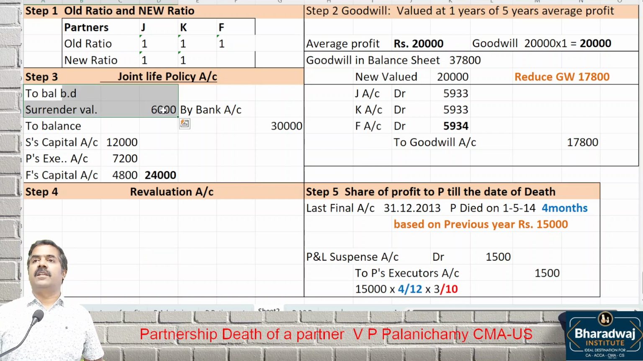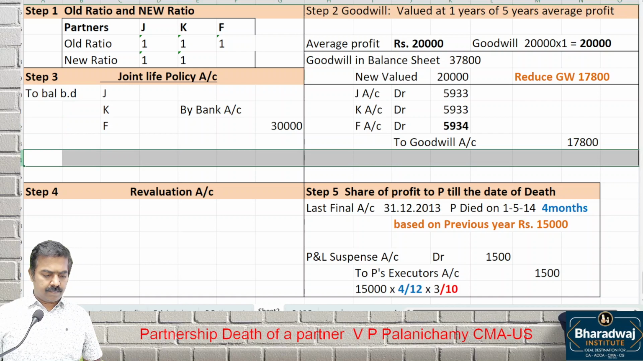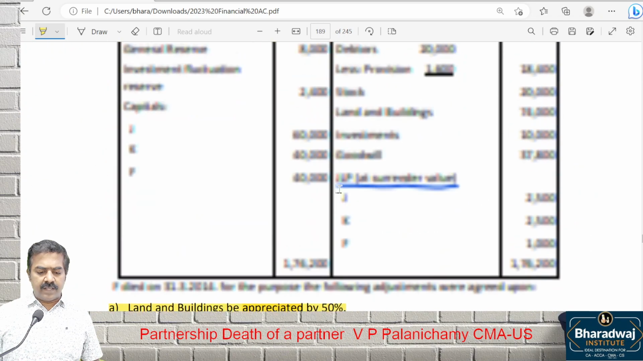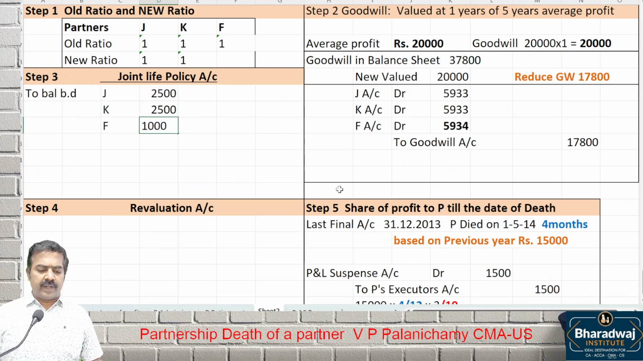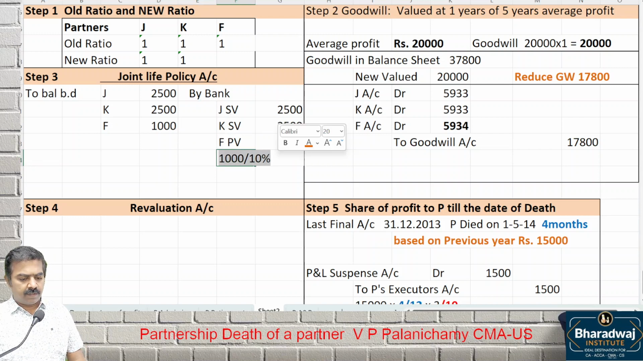Joint life policy, is there any surrender value given in the balance sheet? Yes. What is the surrender value given in the balance sheet? JKF, see how much surrender value is given. Separate policy, how much is given? 2,500, 2,500 and what? 1,000. By bank, for J you will get surrender value 2,500. For K also you will get which value? Surrender value 2,500. For F you will get which value? Policy value: 1,000 divided by 10%, which will be 10,000. Tally this.